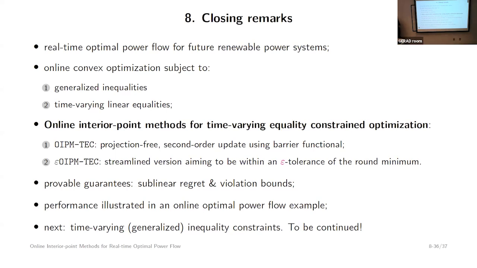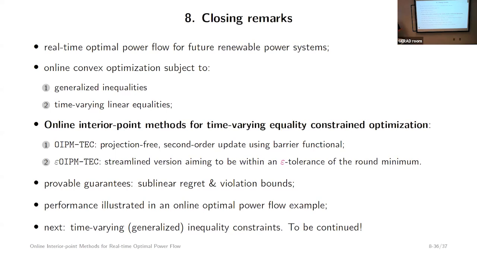And we also defined the epsilon version of it, the streamlined version that aims at an epsilon tolerance around the minimum of the problem. We provided provable guarantees, both in terms of sublinear regret and violation bounds, and we illustrated the performance of our approach on an online OPF problem.